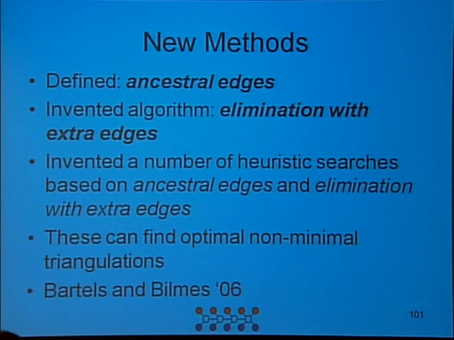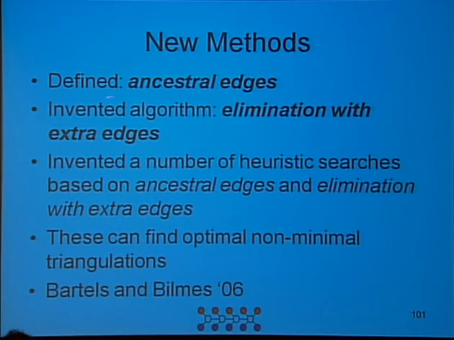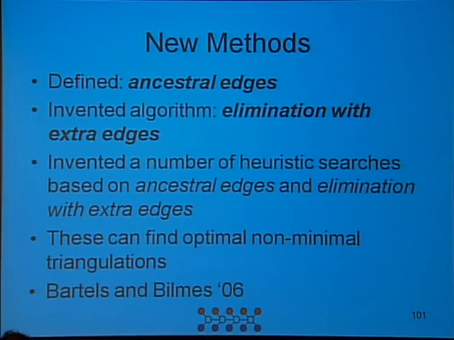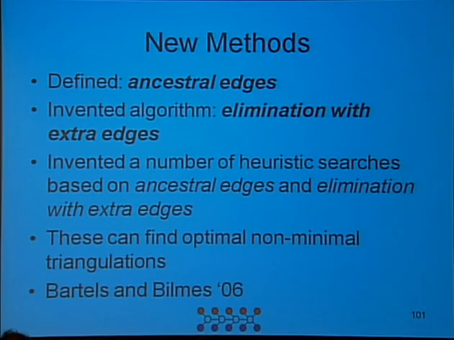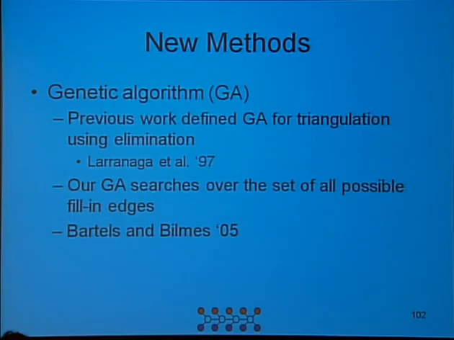And if you read the UAI paper, we define a few things. We define something called ancestral edges, and we invent an algorithm called elimination with extra edges. And then we present a number of heuristic searches based on ancestral edges, and these can find these optimal non-minimal triangulations. And in another paper, we presented a genetic algorithm. There was some work on triangulations using genetic algorithms that searched over an elimination ordering. RGA searches over the set of all possible fill-in edges.